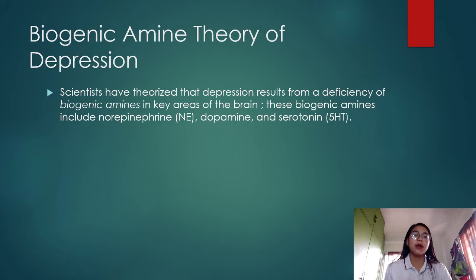These biogenic amines are norepinephrine, dopamine, and serotonin. Meaning, kapag may imbalance, yun yung nagkakaroon ng depression. Kunyari, masyadong mataas yung norepinephrine, bumababa yung dopamine, tapos tumataas yung dopamine, bumababa yung serotonin.